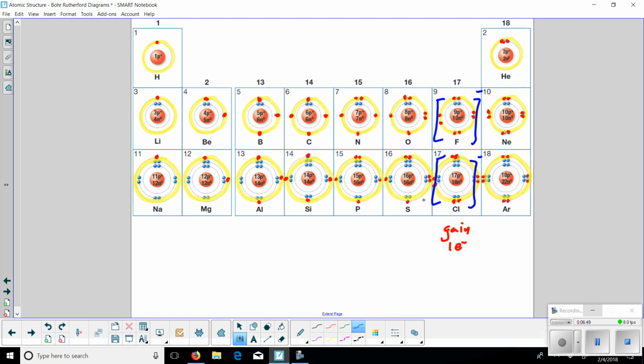Now sulfur, it's almost there. It has 6 electrons in the outer energy level. So does oxygen. So both of them are going to gain 2 electrons. And as a result, they're going to form anions, but these are going to have a charge of 2 negative.